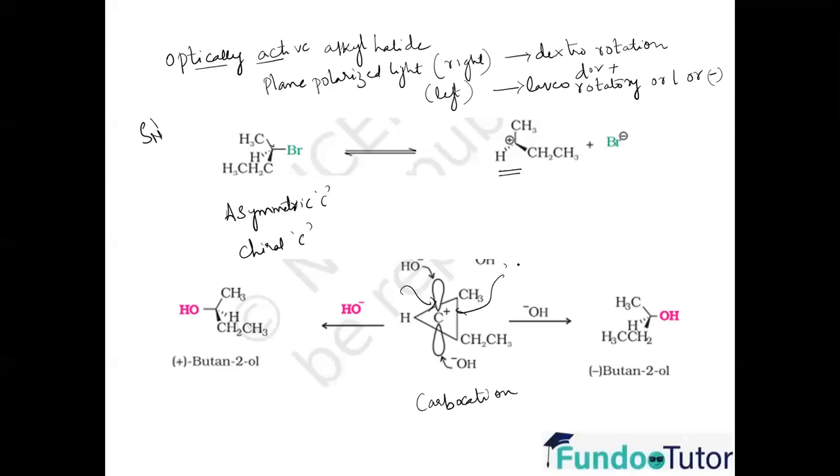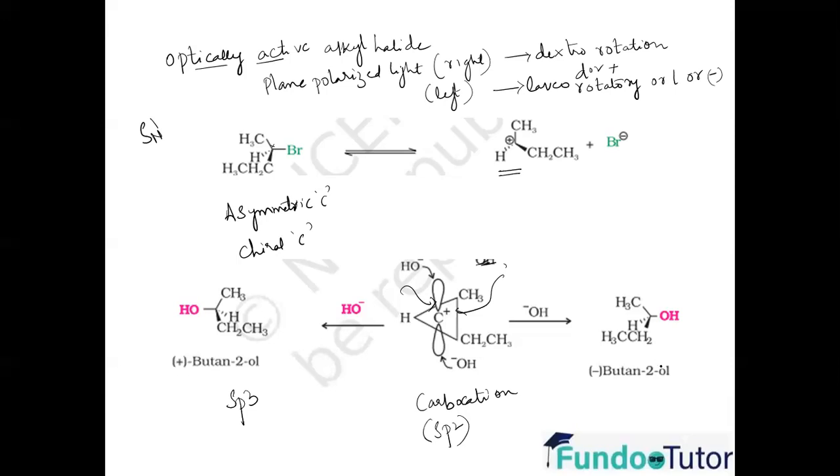Yes, it can attack this carbocation either from the left or from the right, from the back side or from the front side. This is sp3 hybridized, and when we come to the carbocation, it is sp2 hybridized. That means it's planar. This planar carbocation can be attacked by the nucleophile from the back side or from the front side. If it attacks the carbocation from the front side, then we will get the product which has the same configuration as that of the reactant.